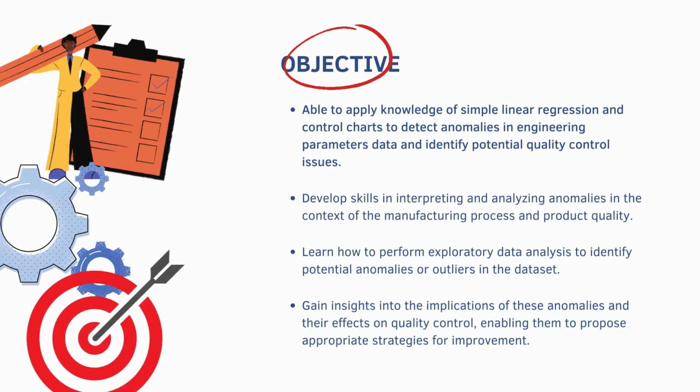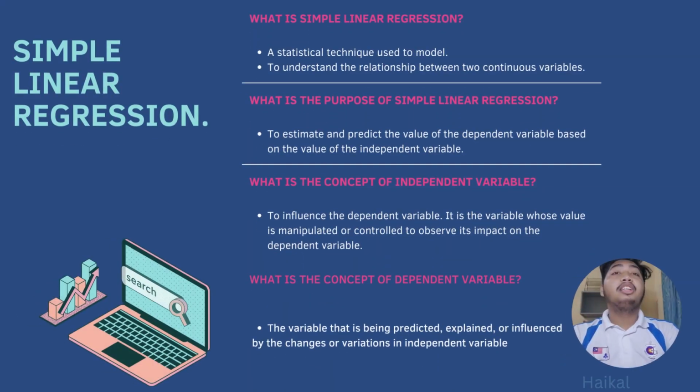Objective: be able to apply knowledge of simple linear regression and control charts. Develop skills in interpreting and analyzing anomalies. Learn how to perform exploratory data analysis, and gain insights into the implications of these anomalies and their effects on quality control. We will start with definition and purpose.